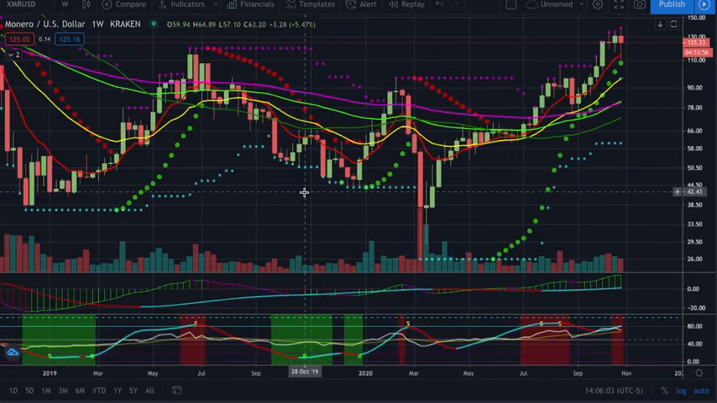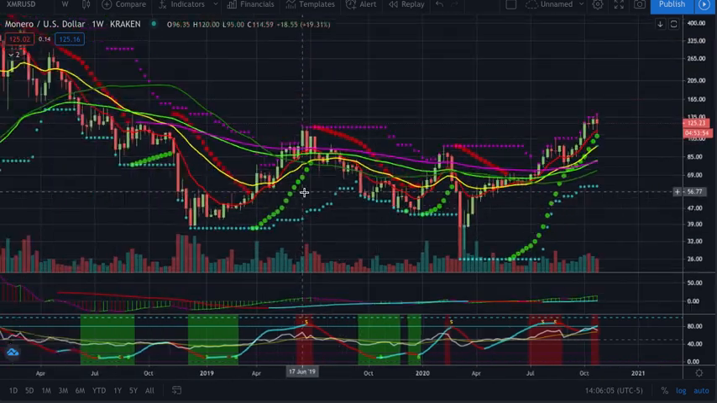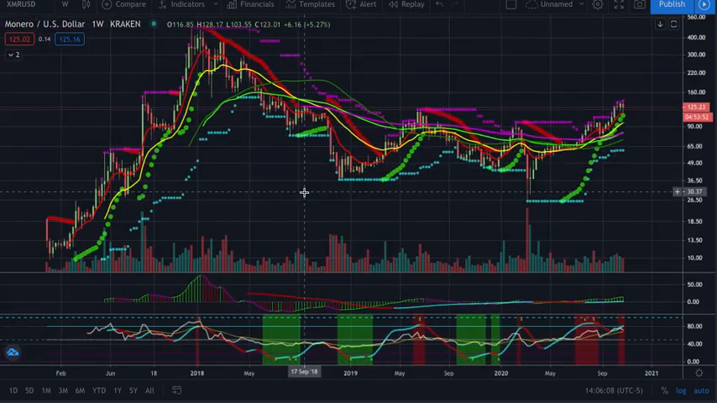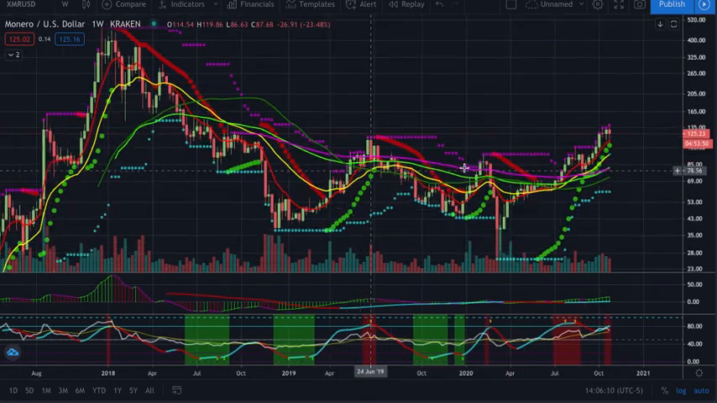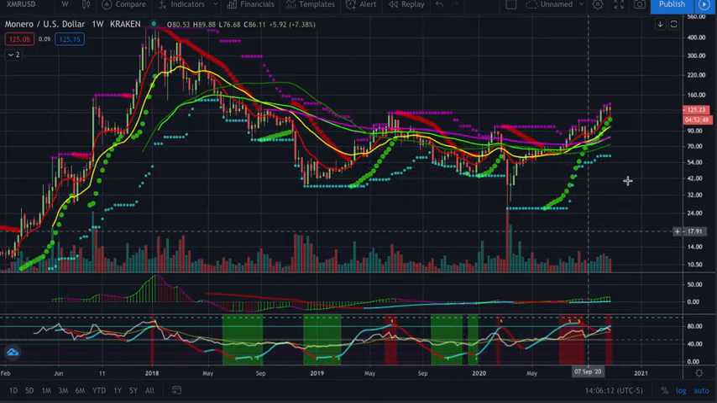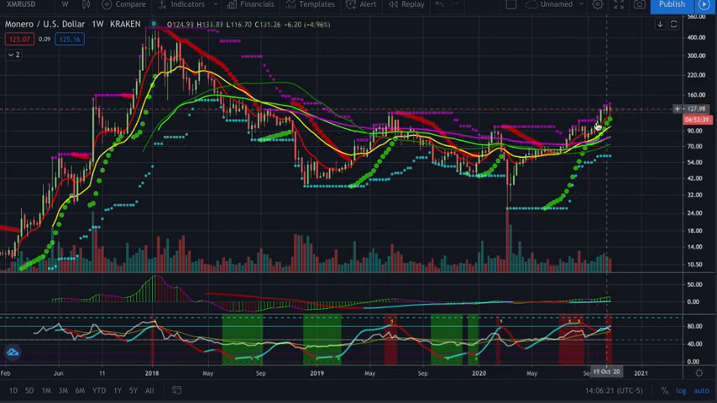So here we got our weekly on Monero. We actually have a little bit more data to look at on this one. But as you can see, we do not have a 200 populated yet. So we're going to look at the 89, which we did cross back above previously on this last move up. So that is technically bullish. We're above the 89. The red is above the yellow.